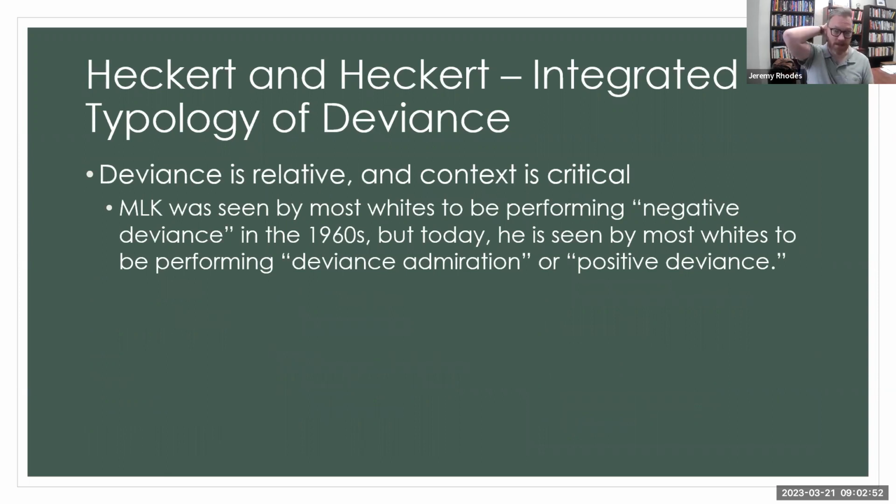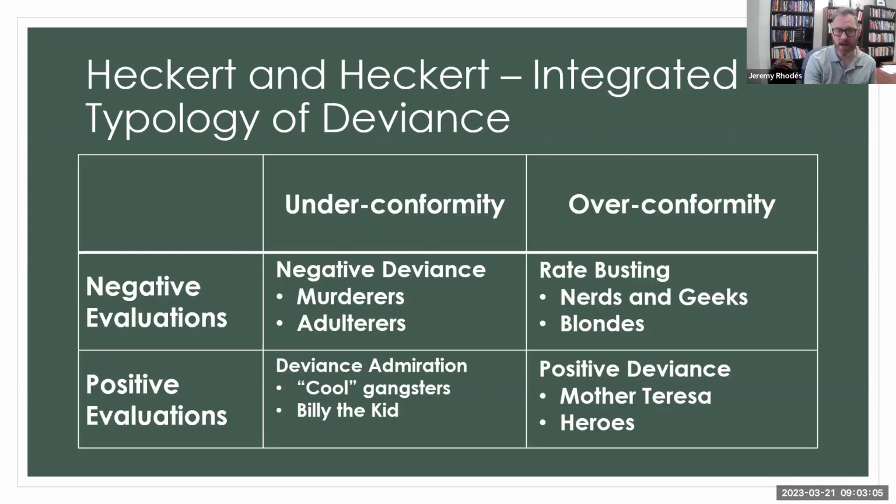And so they say deviance is relative and context is critical. For example, Martin Luther King was seen by most whites to be performing negative deviance in the 1960s, but today he's seen by most whites to be performing deviance admiration or positive deviance. So in the year 2023, most people, including white people, think of Martin Luther King as being unequivocally good and doing good things. But in the 1950s and 60s, most white people put Martin Luther King here, and this is negative deviance. And as time goes on and norms and beliefs change, he's probably going to be more here. Some would put him here, but mostly he would be put here.